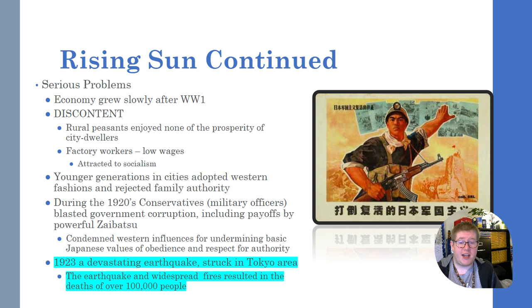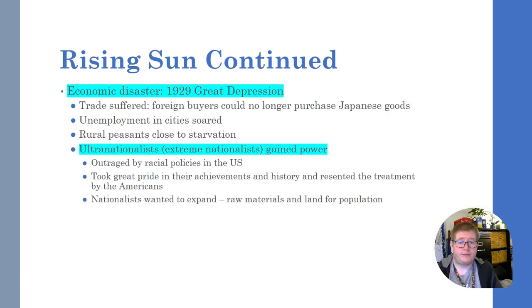This is further influenced by a devastating earthquake in 1923 that struck Tokyo. The earthquake and the widespread fires that resulted in the deaths of over 100,000 people in Japan. That is a major portion of the population in that city, at this point in history at least. Throw on top of this the Great Depression in 1929, trade is going to suffer. Foreign buyers are no longer purchasing Japanese goods, and unemployment as a result will soar. With rural peasants close to starvation, ultra-nationalists are going to gain power.